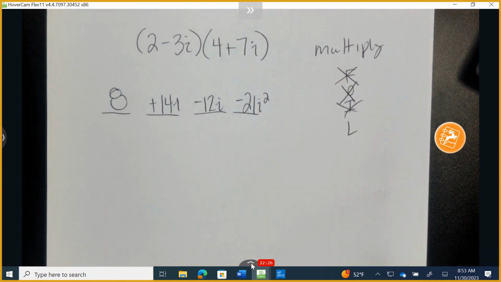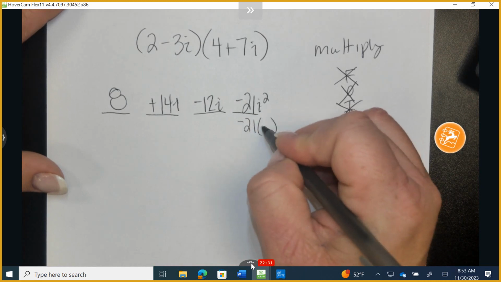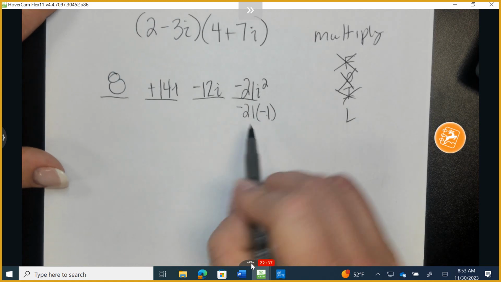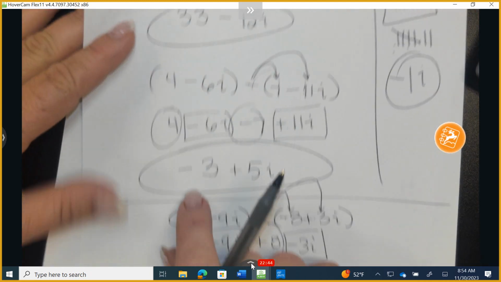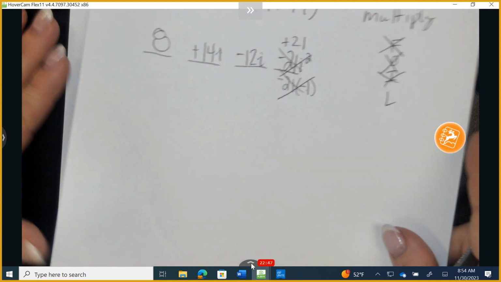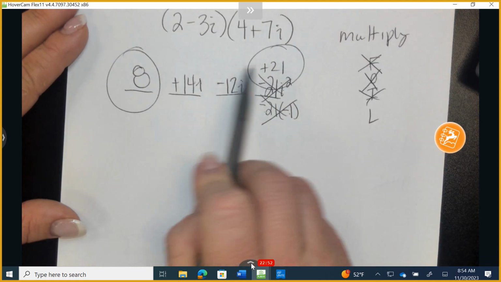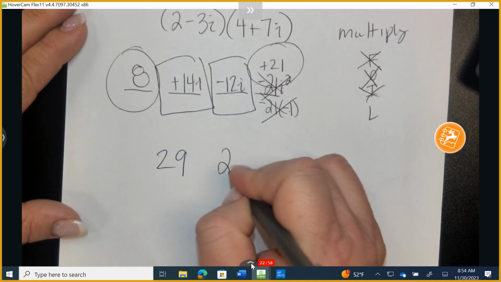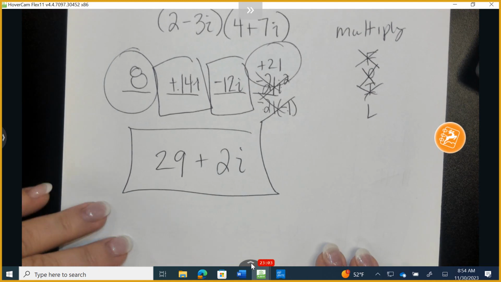Now, here's where I'm going to be lazy. I'm going to come just underneath, and I'm going to write -21, and I know i squared is equivalent to -1. What is -21 times -1? Okay, I'm just being lazy. +21. Now it goes back to exactly what we did right here, when I have 4 things written out, and I just have to combine like terms. So now we're going to do this. I have 4 terms. I'm going to start with the reals, the ones that don't have i's. They're the same sign, so I add to get 29. They're different signs, so I subtract to get 2, and I keep the sign of the larger number. You're doing the next problem with me. Please write it down.